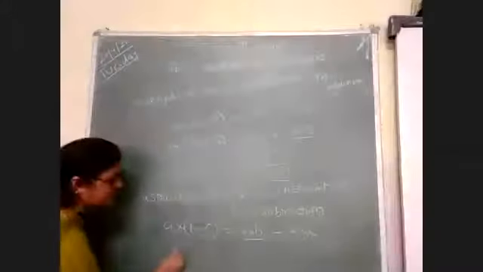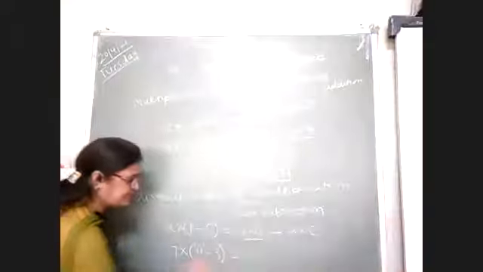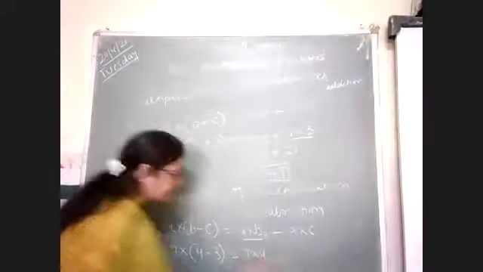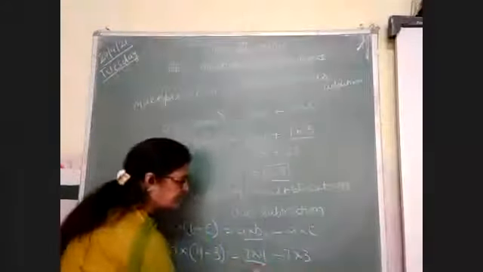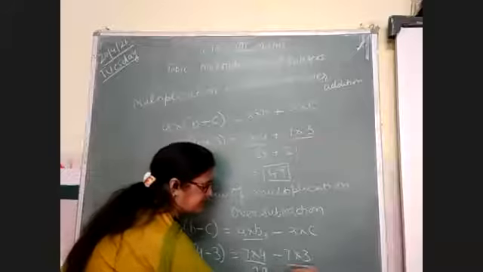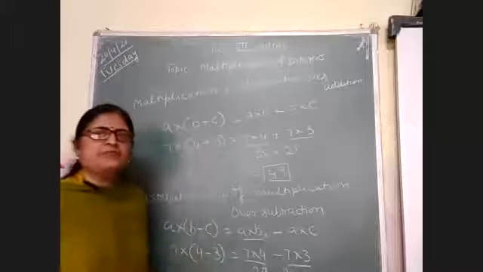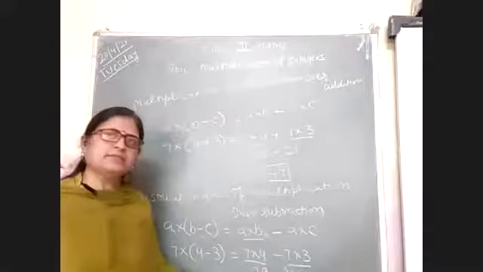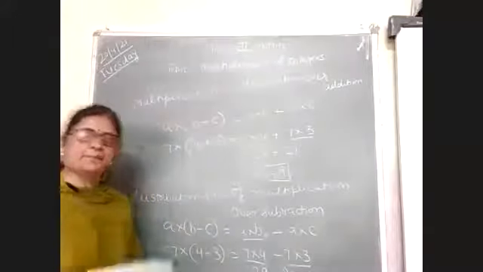I will take one example. For example, 7 multiplied 4 minus 3. It means first we will multiply 7 multiply by 4 minus 7 multiply by 3 also. 7 4s are 28 minus 7 3s are 21. When we are subtracting 21 from 28, then there comes out 7. The result is 7.